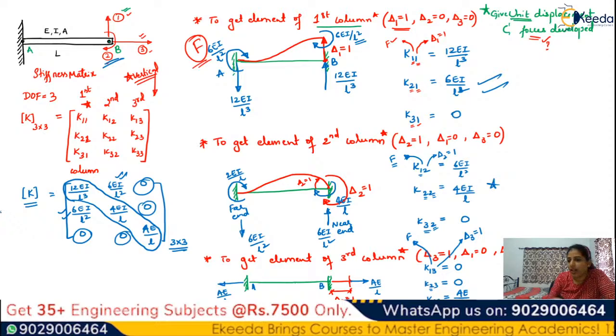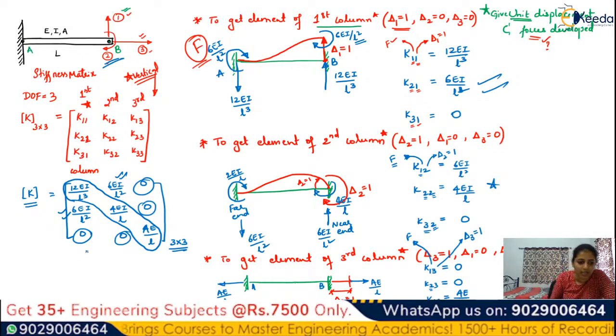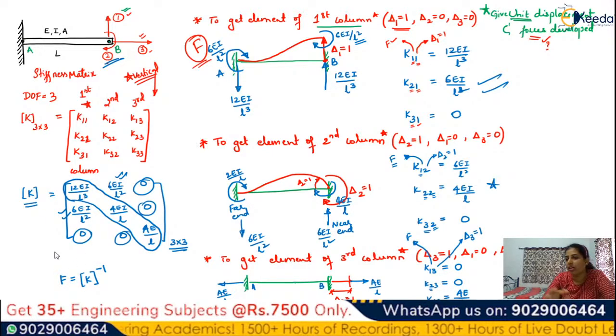Hope you have understood. Now if you want to develop the flexibility matrix, what will happen? You just have to invert this. So if you want the flexibility matrix, just find the inverse of this stiffness matrix, and you will get your flexibility matrix. It's as simple as that.